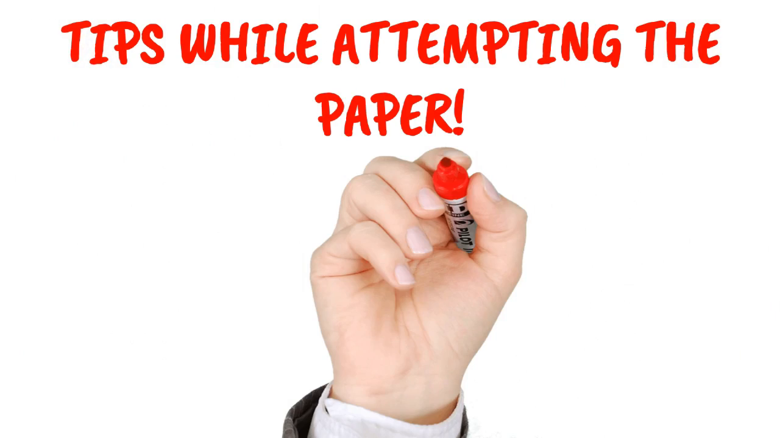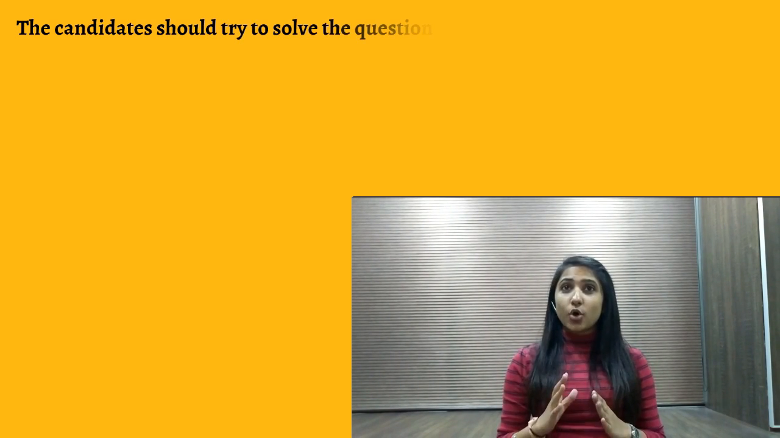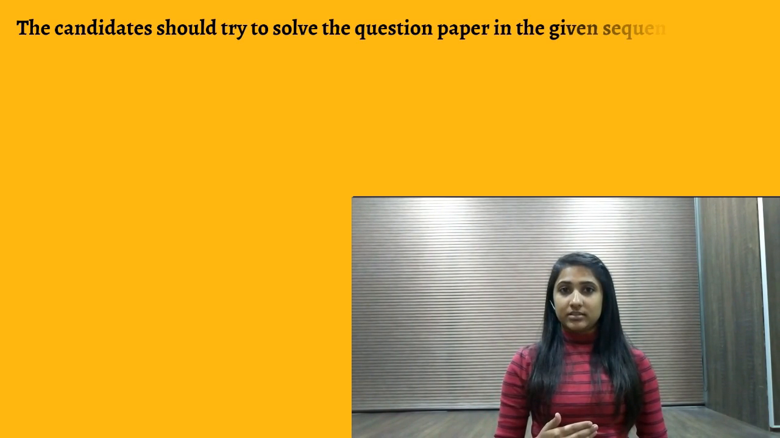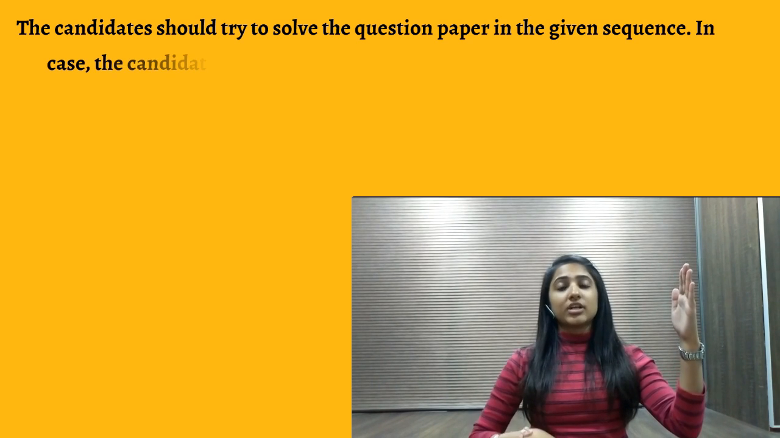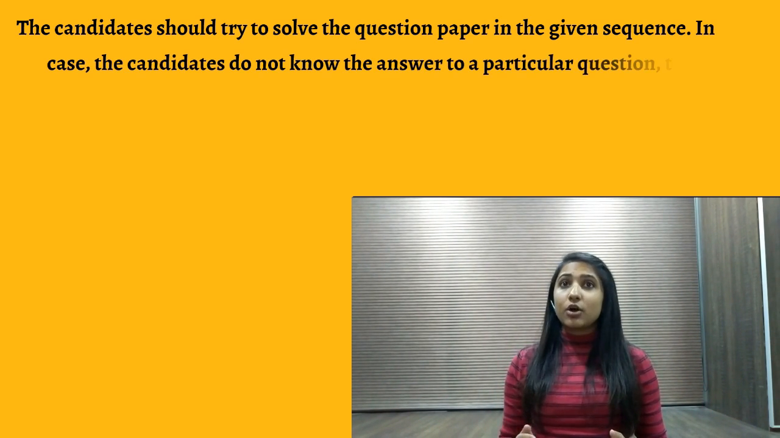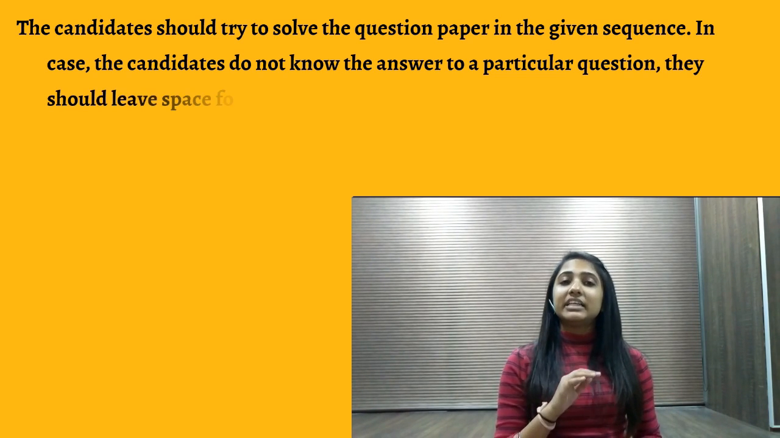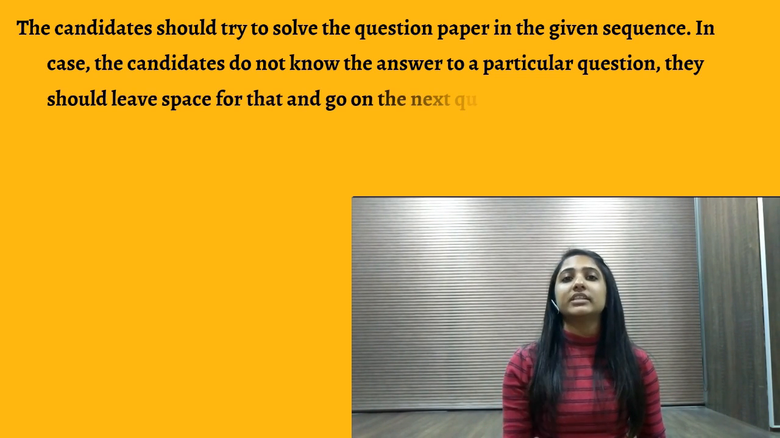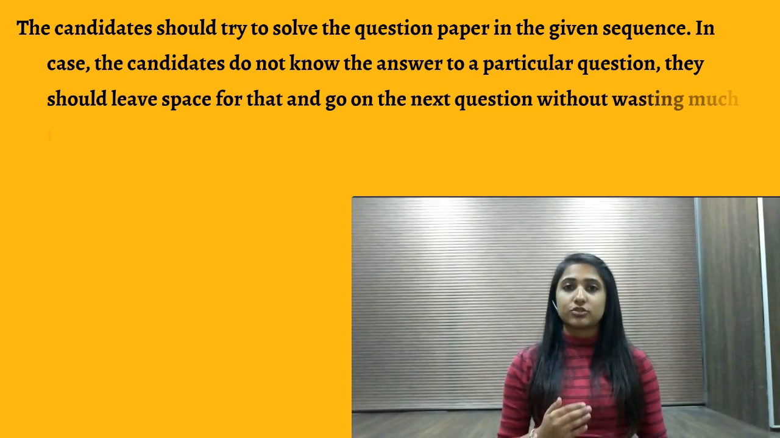Now, what are the tips you should keep in mind while attempting your science paper? The candidates should try to solve the question paper in the given sequence, either starting from the top or from the bottom. In case the candidates do not know the answer to a particular question, they should leave the space for that and go on to the next question without wasting much time.